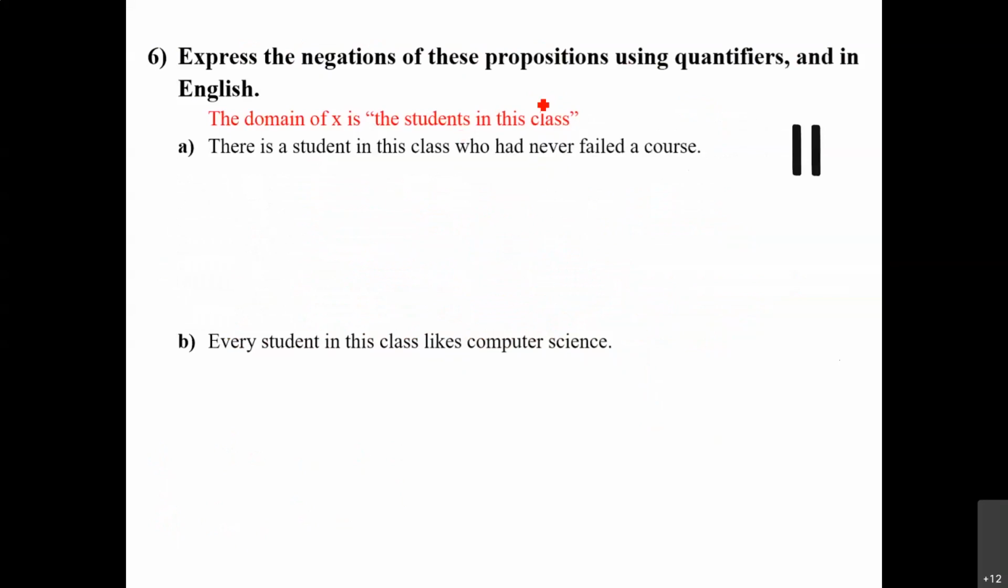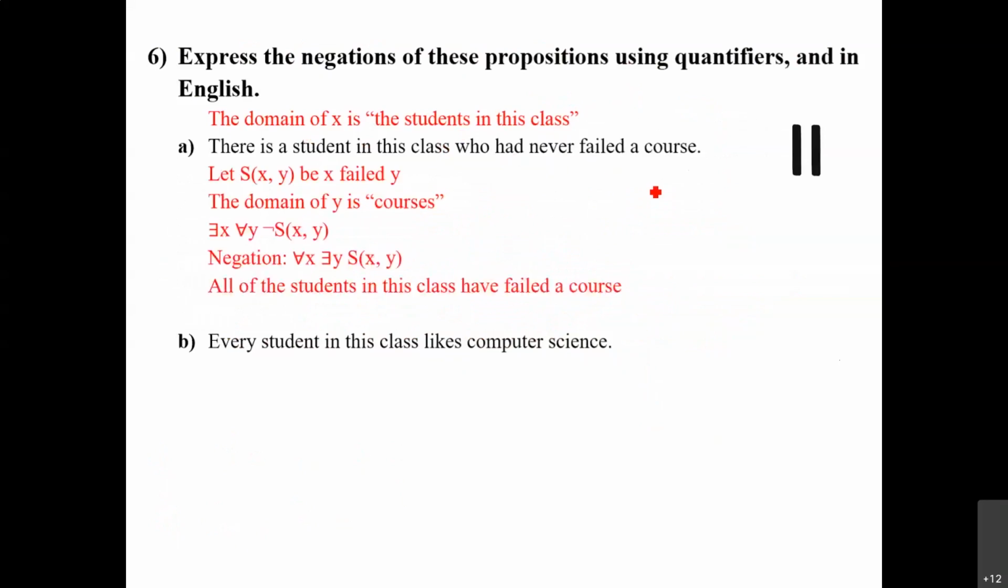We're given that the domain X is a student in this class. There is a student in this class who had never failed a course. So step one would be to break it down. Let's try and use predicates that take two variables in this case. S of xy means x failed y. We were already given that x is students in this class, so that domain is specified. We just have to specify the domain of y, which in this case is courses.